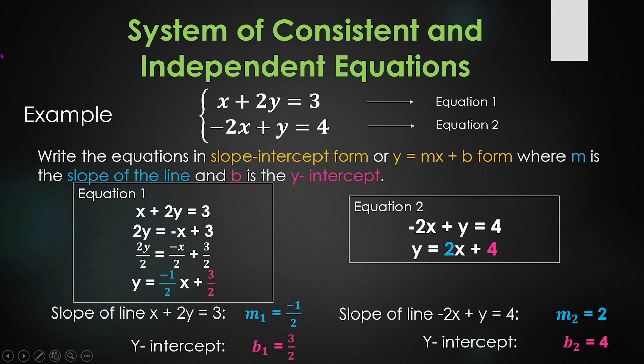As you can see, the slopes of the two lines are not equal, as well as its y-intercepts. So therefore, if the slopes of two lines are not equal and the y-intercepts are also not equal, then the system of linear equations is a system of consistent and independent equations.